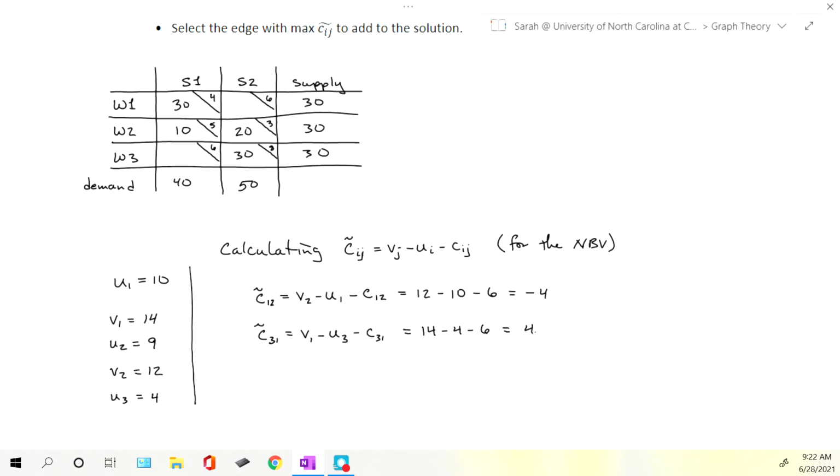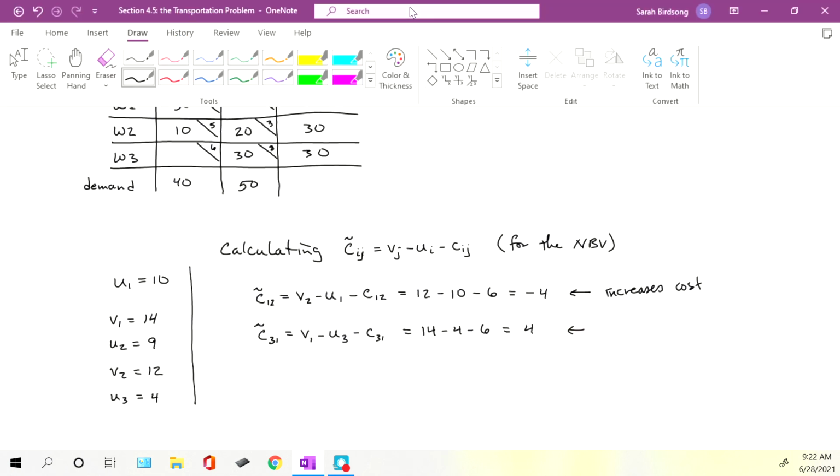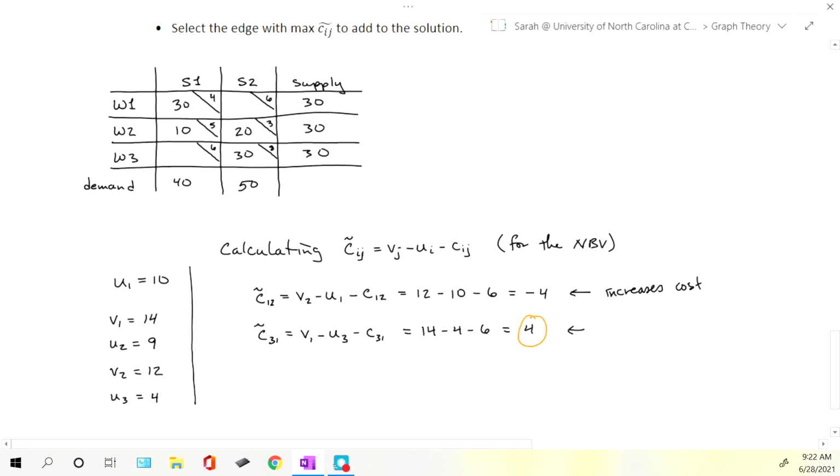In this particular case, notice there's two things. When you have a negative right here, that negative means you're going to decrease your total cost by a negative amount. In other words, you're going to increase your cost. So we definitely don't want to use that edge. This one here turns out to be your maximum value of the two, and positive. Note, if the only values you get back are negative, don't choose any of them. You're done. You've already got the optimal tableau, the optimal solution. Ditto if you've got zeros.